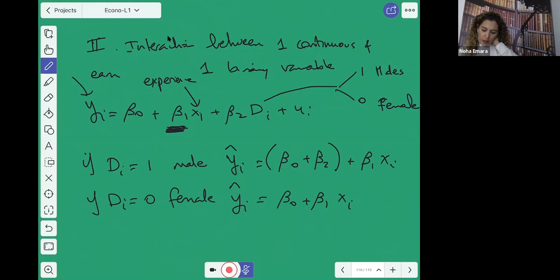So if I'm asking you, is the impact of experience the same? Yes, because the beta is the beta. So if I don't have any interaction term, then both genders would have the same amount of additional earning for each additional year of experience. The only thing I want you to notice is this part.